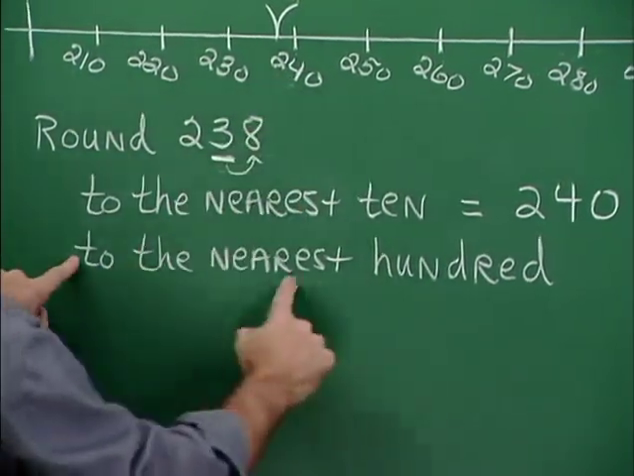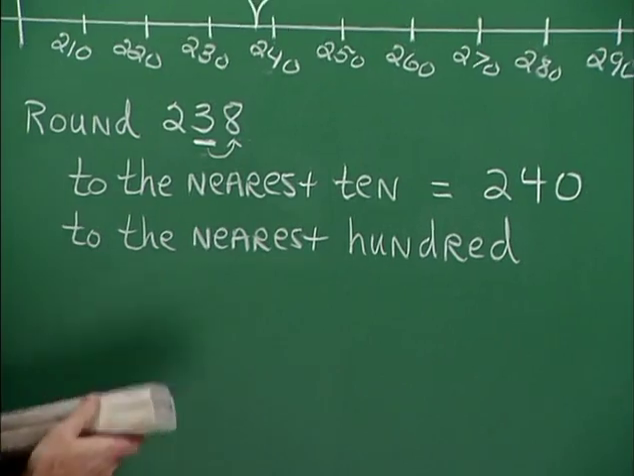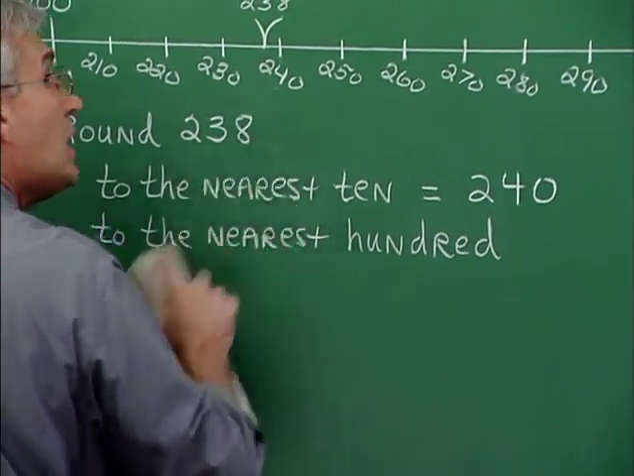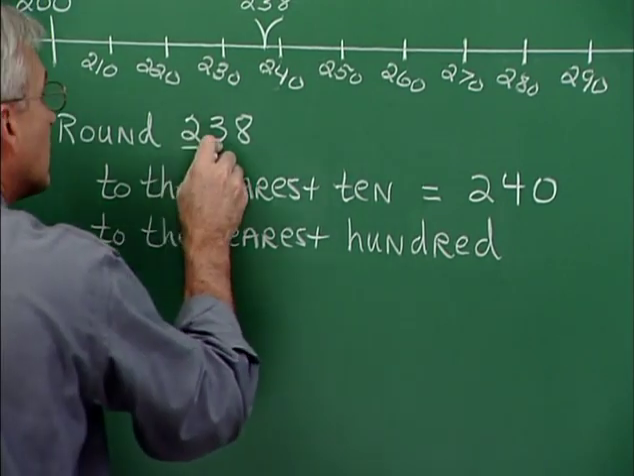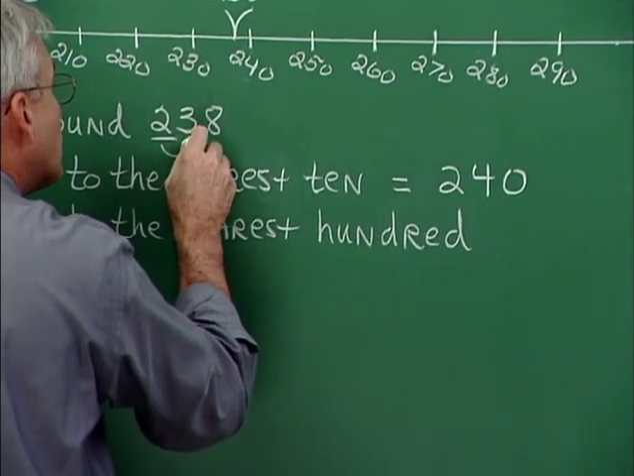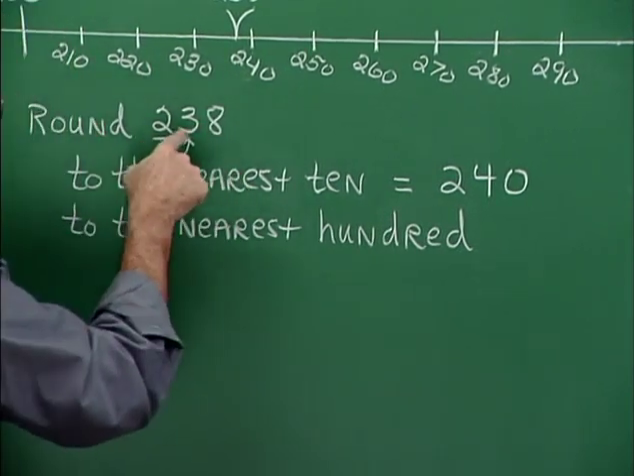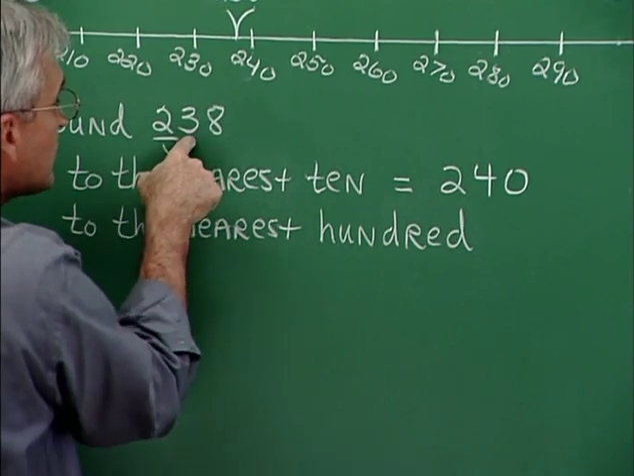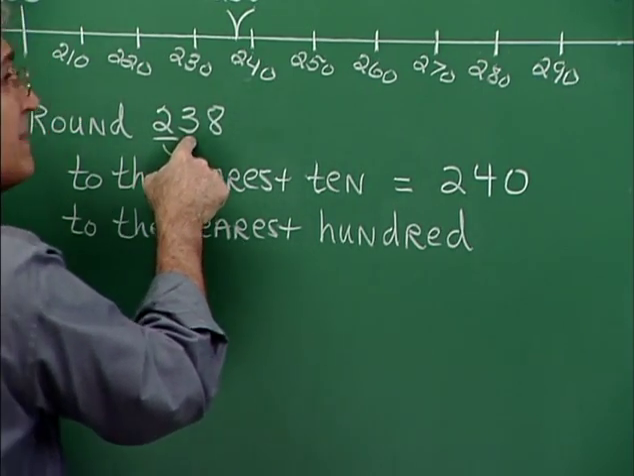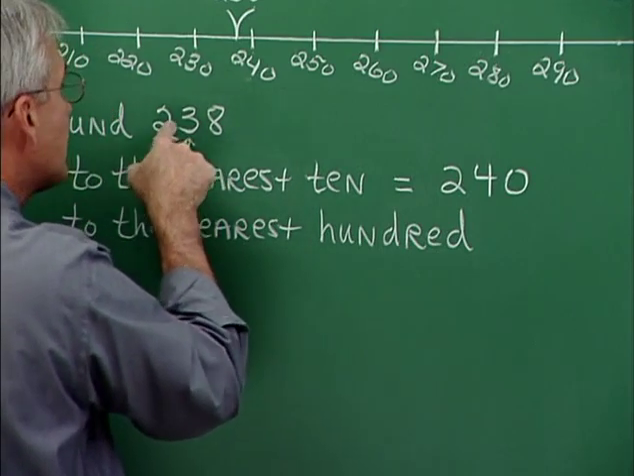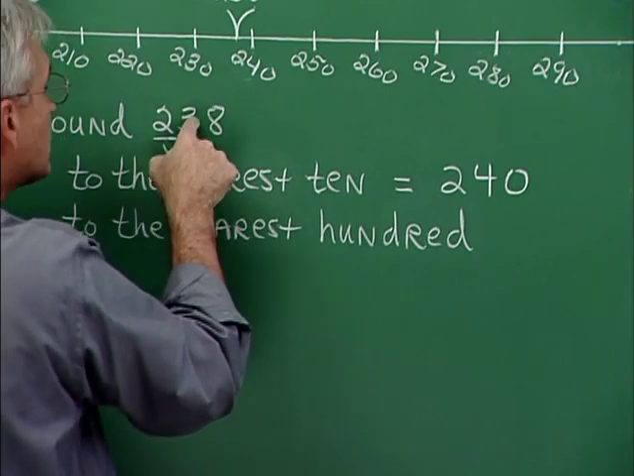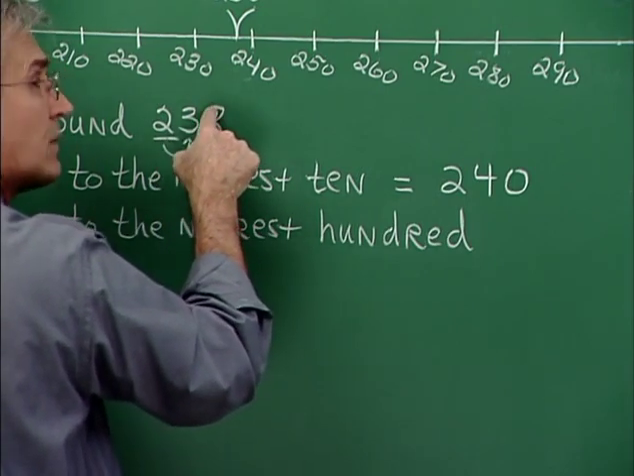Now let's see, how about to the nearest hundred? Well, rounding to the nearest hundred means that we identify the hundreds digit and look at the very next digit to the right. Don't look at the 8, look at the very next digit. You see now this digit is less than 5. You see, if it's 5 or more than 5, then you make that one larger.